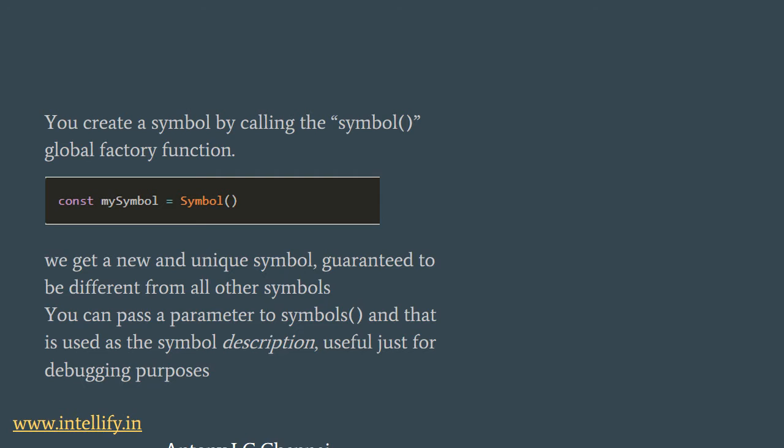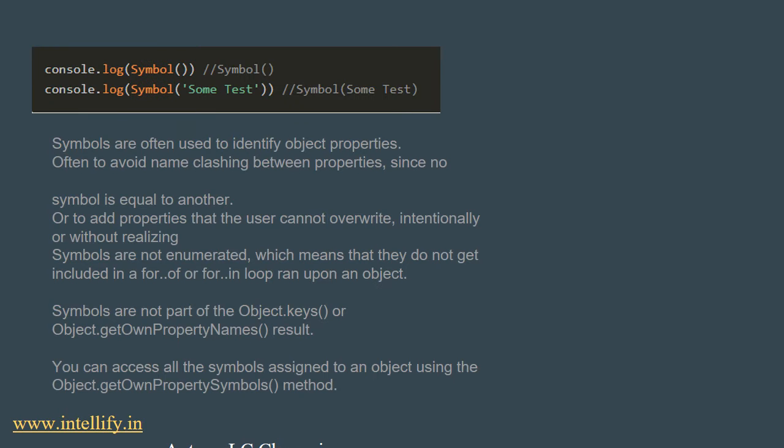You create a symbol by calling the Symbol global factory function. For example, here const mySymbol is equal to Symbol function is called. We get a new and unique symbol guaranteed to be different from all other symbols. You can pass a parameter to Symbol also, and that is used as a symbol description, useful just for debugging purposes and not for anything else.